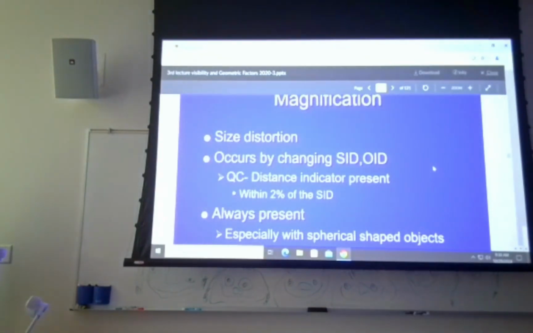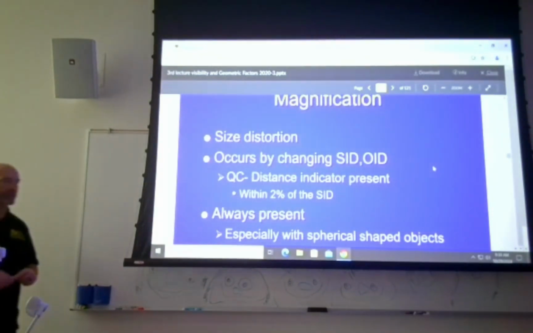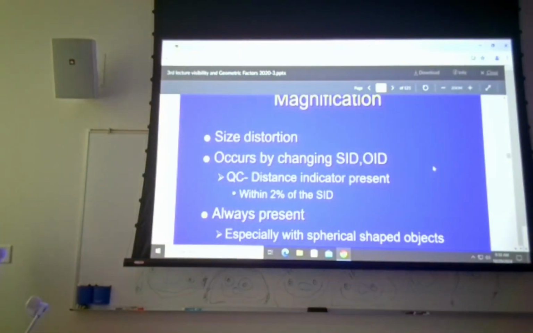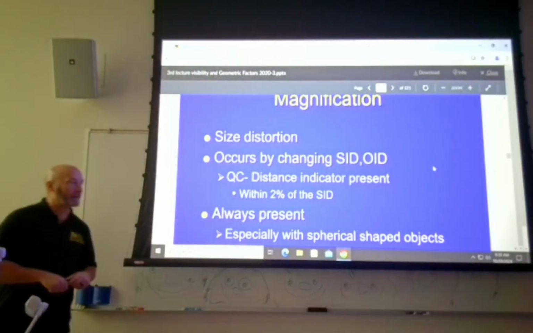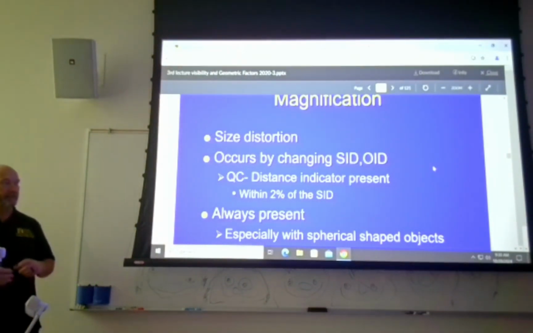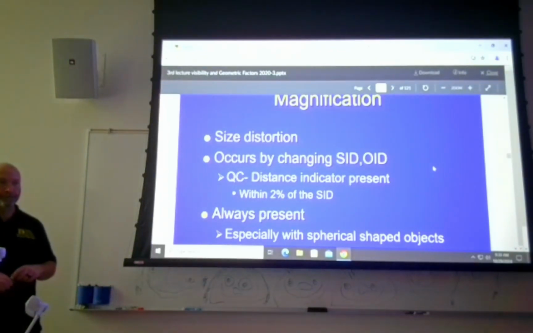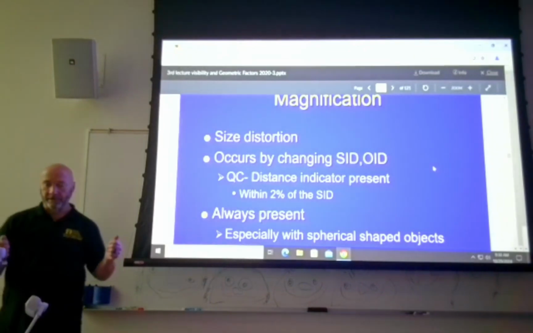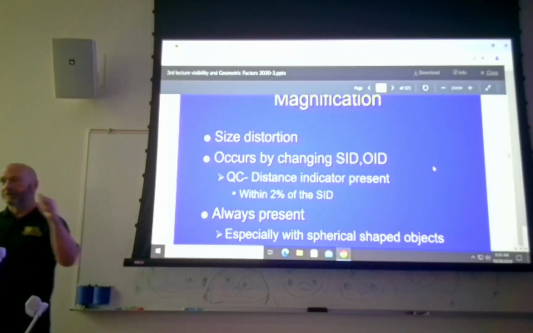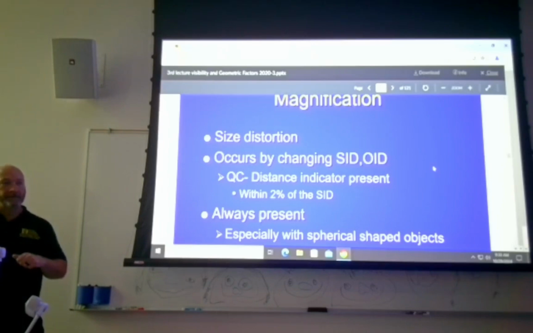The magnification, of course, is just size distortion. It occurs by changing SID and OID. So our quality control for magnification is a number of different things. One is that we have to have a distance indicator present. That distance indicator can be almost anything. You probably worked on a system that had a digital display. As you increased your SID, it told you what the increase was.